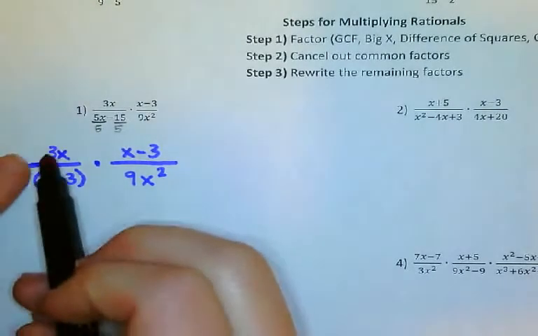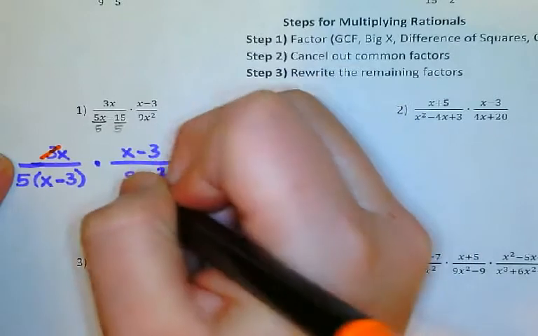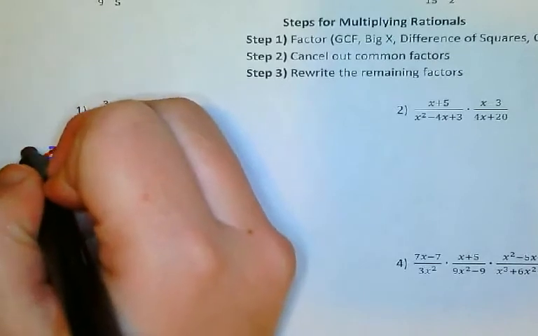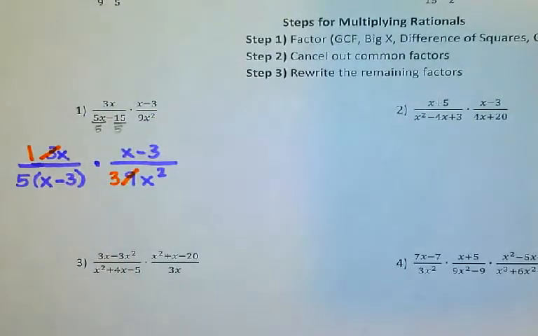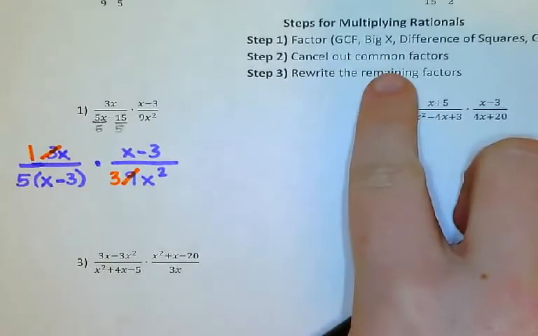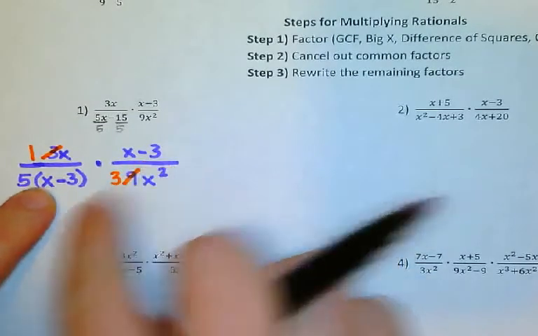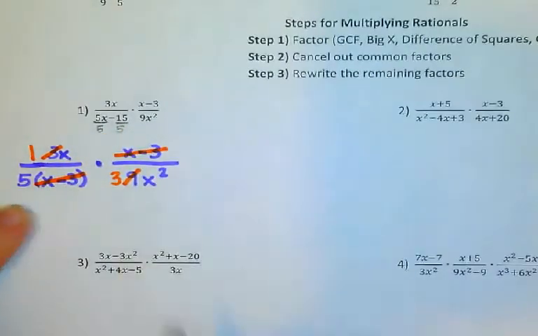So like for example, this 3 and this 9 are not identical, but 3 and 9 have a GCF of 3. 3 can go into 3 once, and 3 can go into 9 3 times. So we can break that down by canceling out common factors. Alright? Then we have an x minus 3 on top and an x minus 3 on bottom. So I can completely cancel out that whole term right there, because we had one on top and one on bottom that were identical.